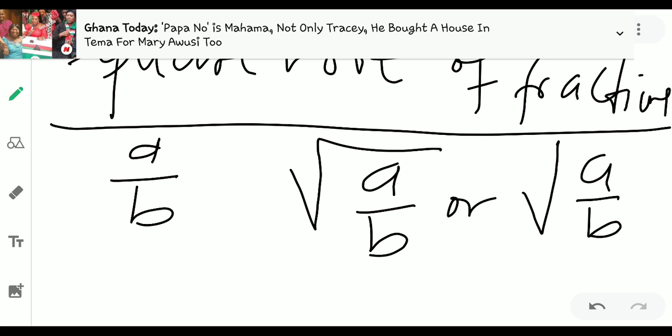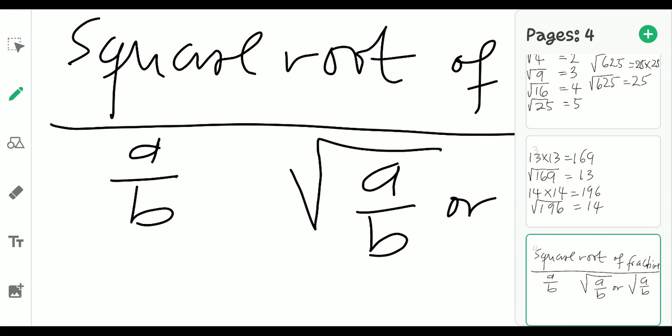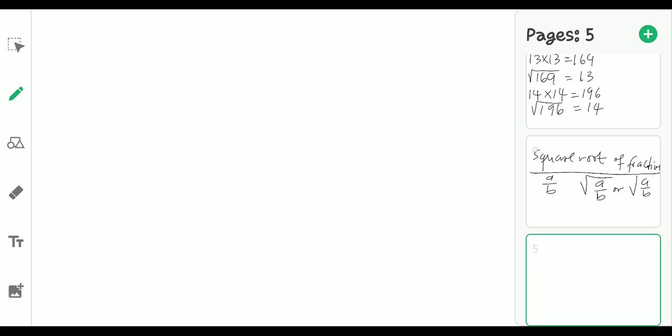A fraction has a numerator and a denominator. Alright? So let's move on to some more practical work.